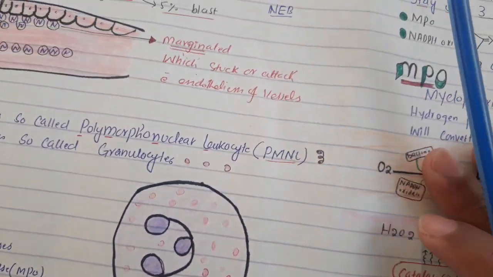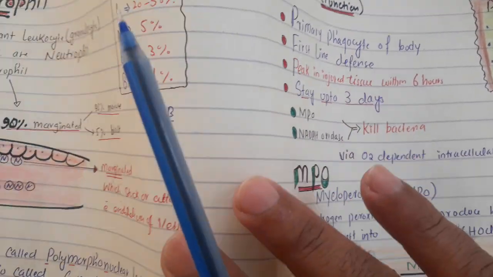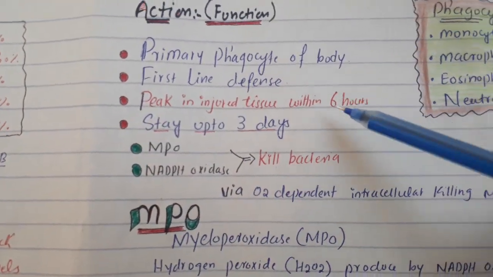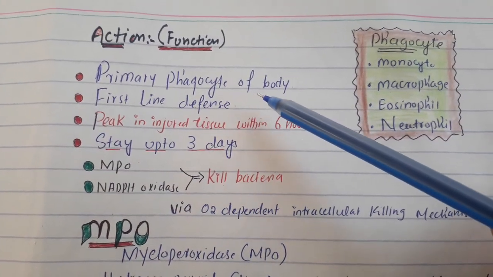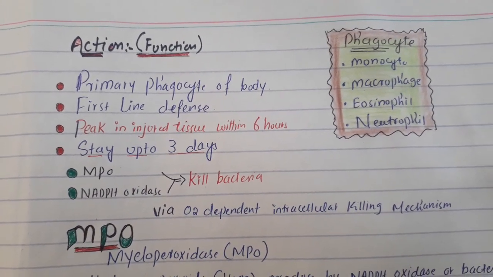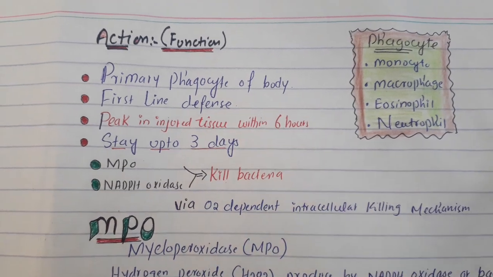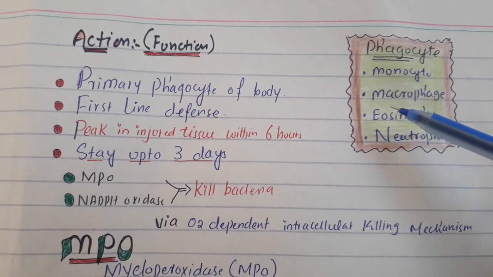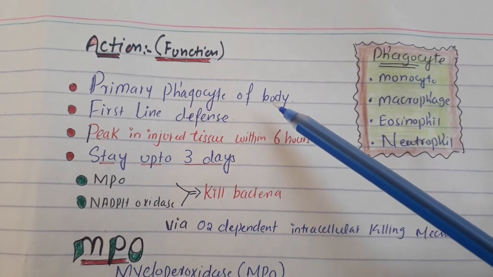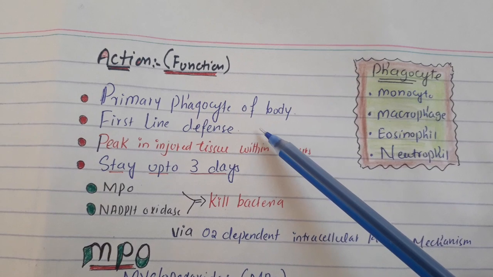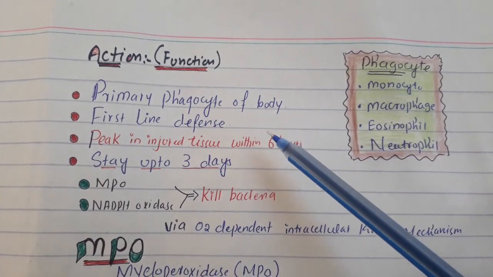Now let us explain the action or functions of the neutrophil. The neutrophil is the primary phagocyte of our body. The phagocytes in our body are monocytes, macrophages, eosinophils and neutrophils. Among all these, the neutrophil is the primary phagocyte, as it is the first line of defense.